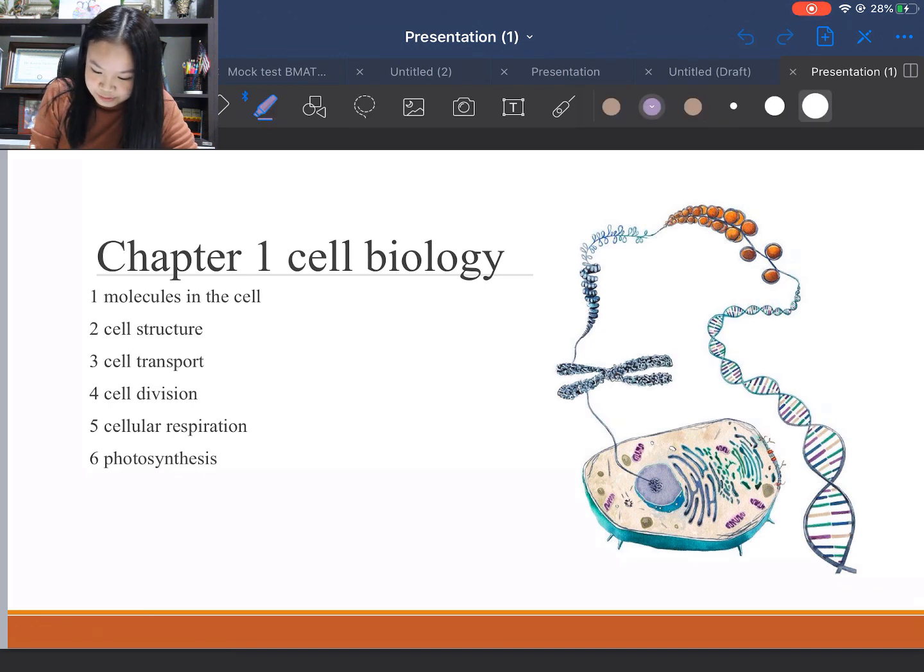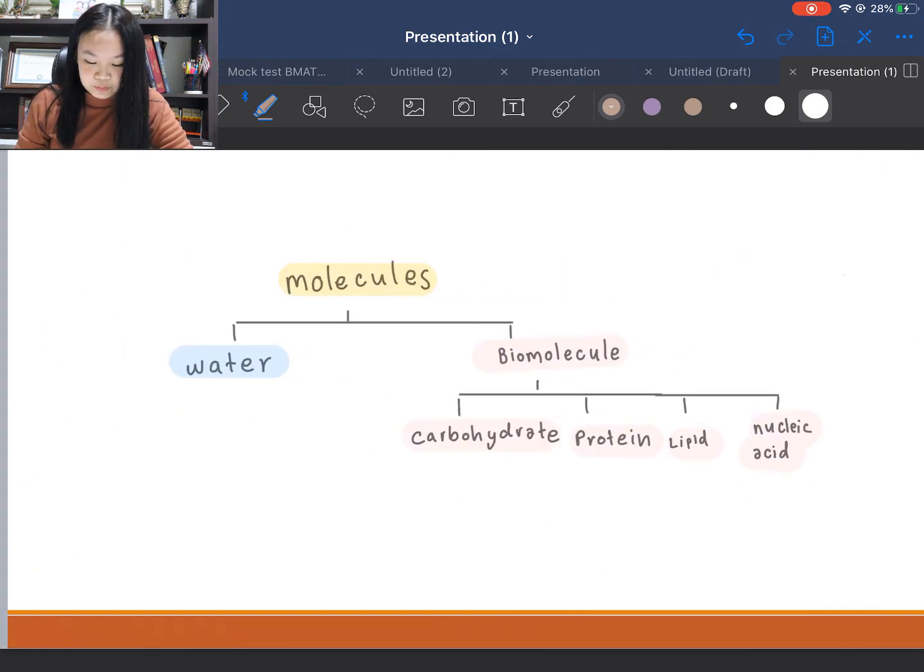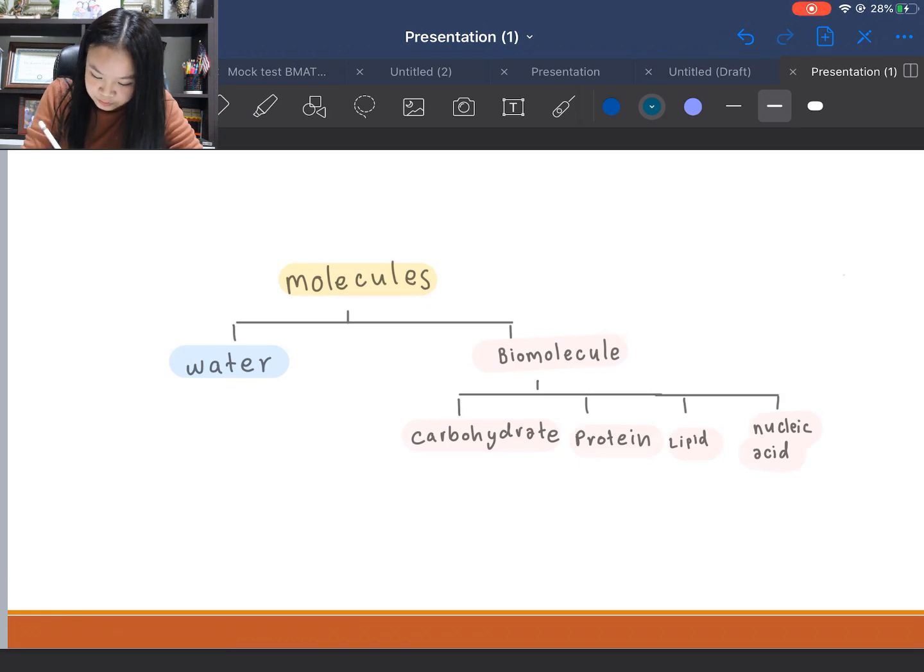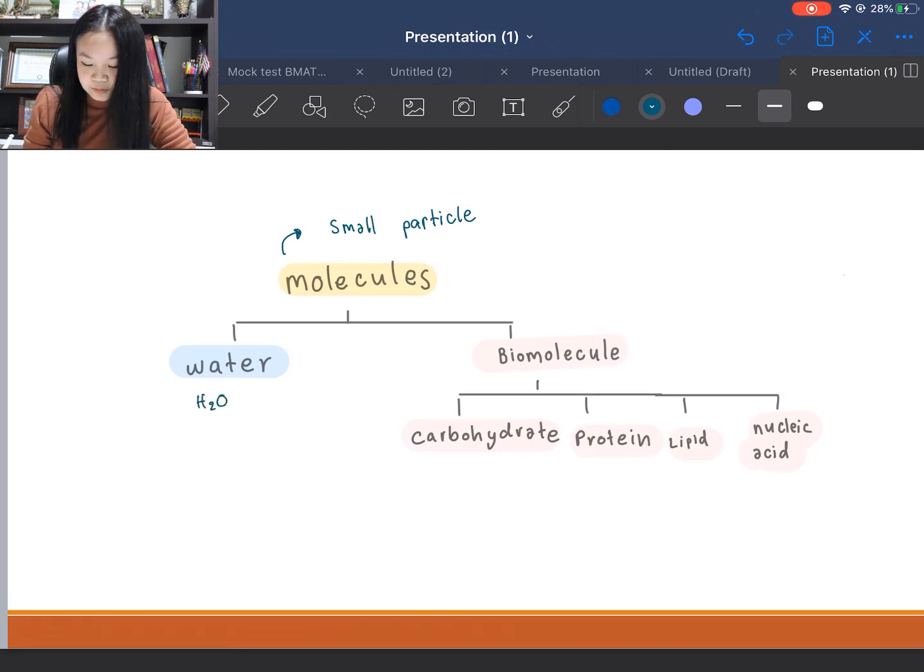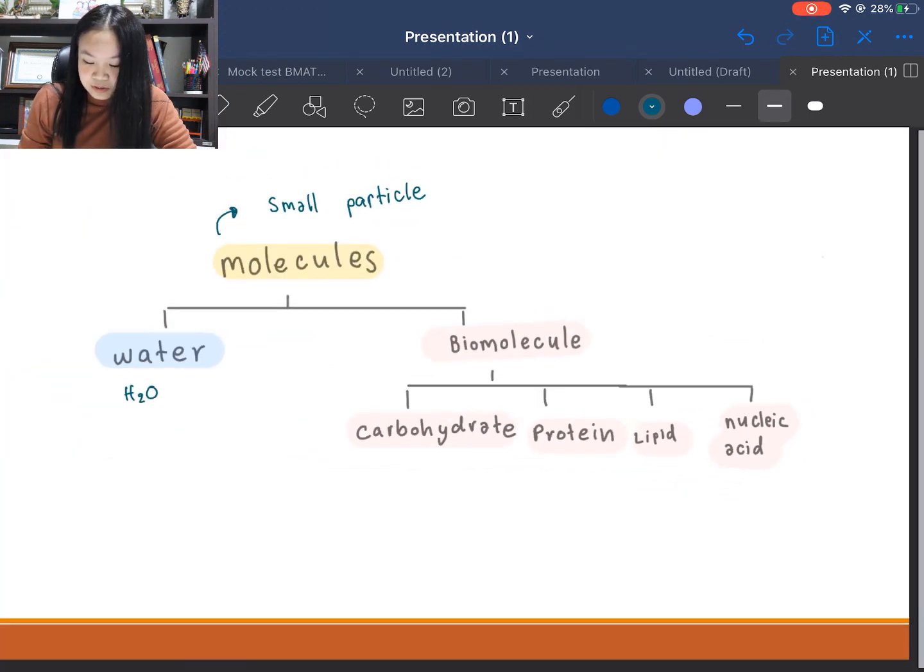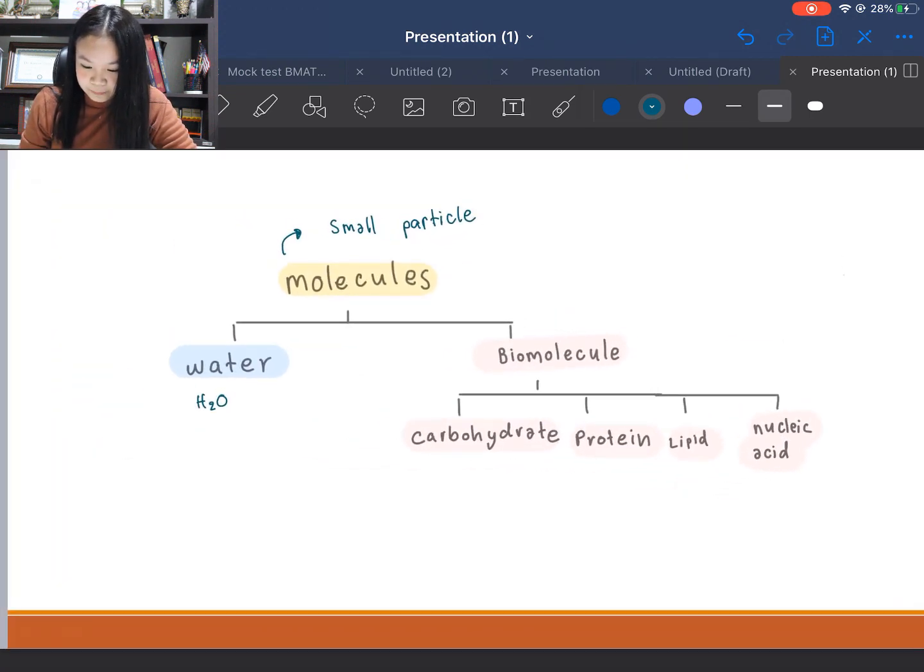So today in this lecture, I'm going to explain and go through the molecules in the cells first. So what are molecules? Molecules are really small particles, but they do have smaller particles. And whenever we talk about molecules, we're going to separate them into 2 parts: water and biomolecules. Biomolecules are molecules in biology, which are really small: carbohydrate, protein, lipids, and nucleic acid. So these 4, we're going to go through all of them.